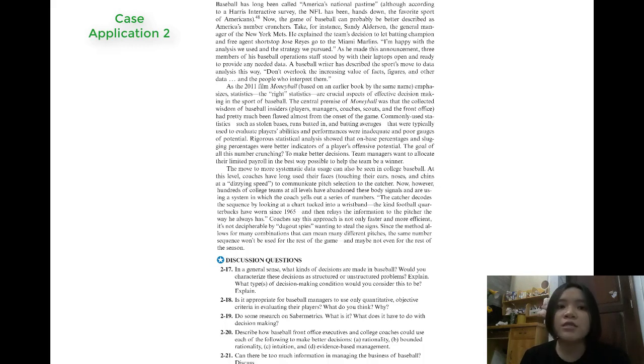Baseball front office executives and college coaches can use each of the following to make better decisions, such as intuition. The coach can use intuition when telling a player to steal a base. The decision will come from instinct and an immediate response to the situation rather than consciously thinking about it.